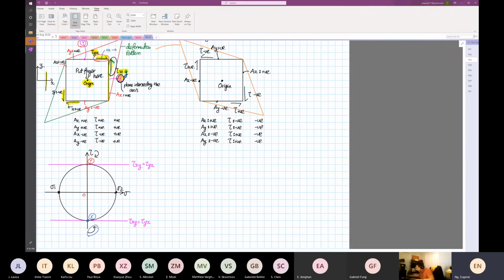Okay, so recording has started. So we just finished looking at how to locate the shear stress on moving from the element to the Mohr circle.